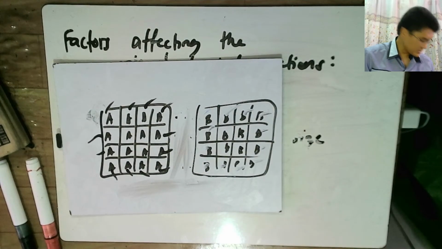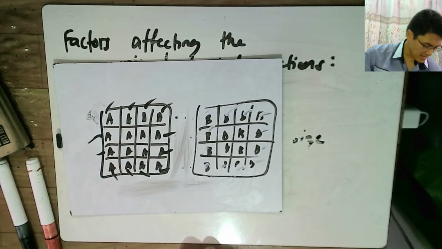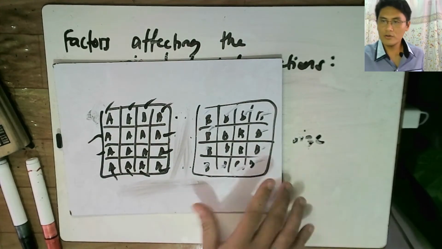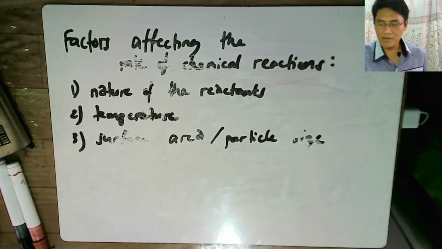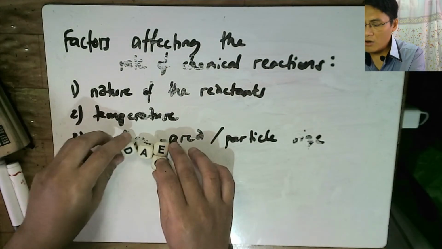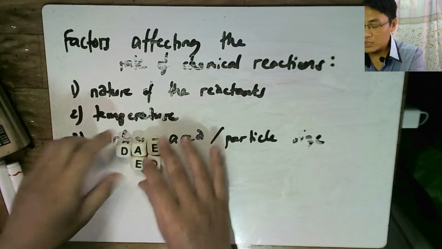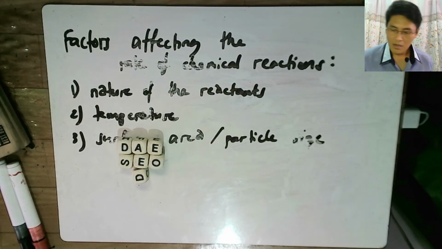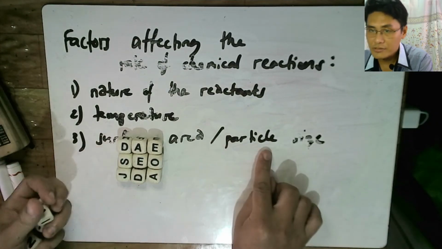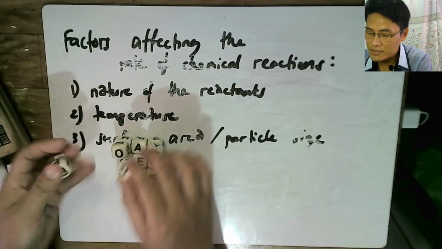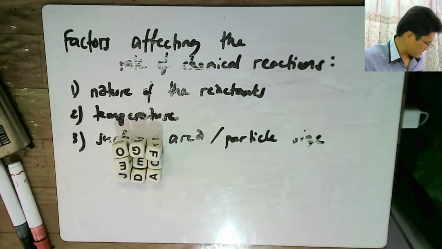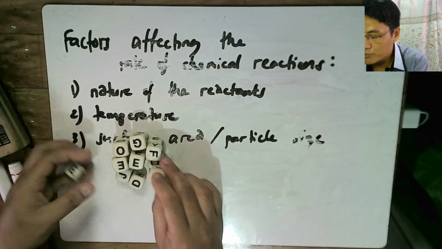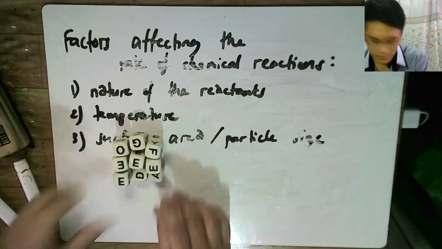So maybe we can create a three-dimensional version of this, if you give me some patience, some time. So let's say all of these cubes are reactants, right? If the particle size is large, like this, right? And again, give me time to set this up. And let's just make a cube.